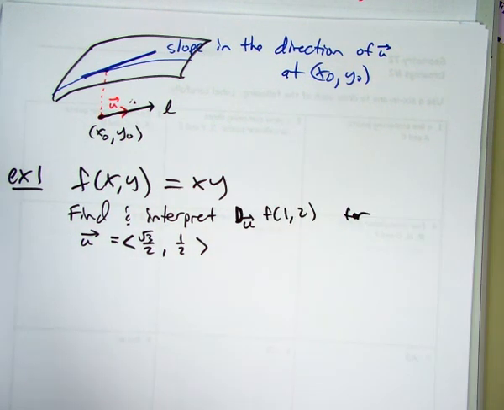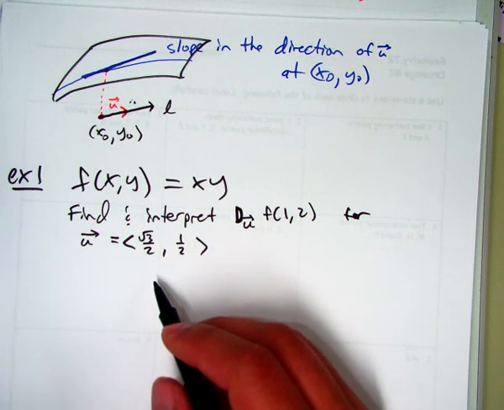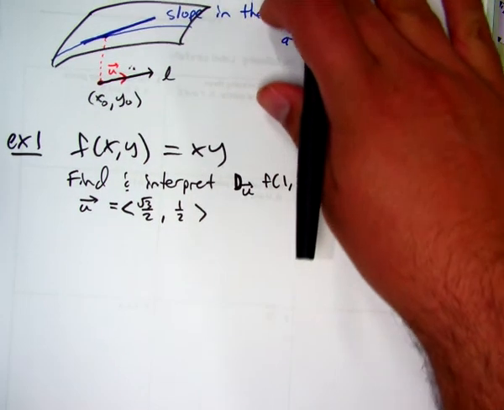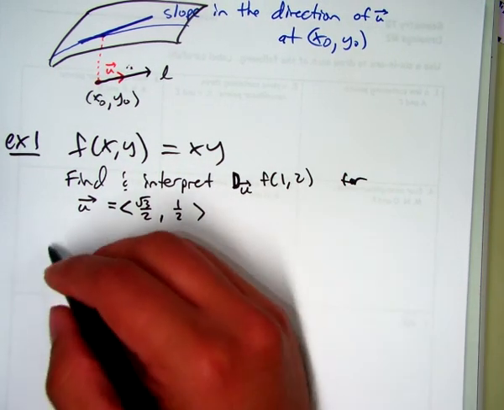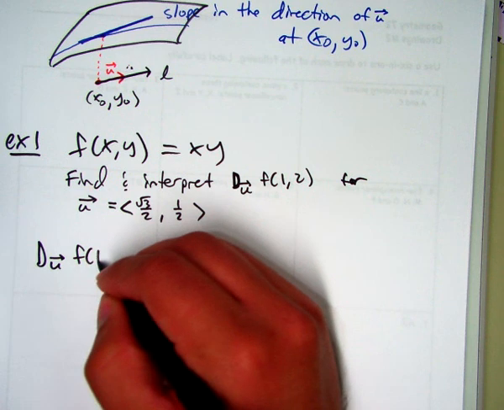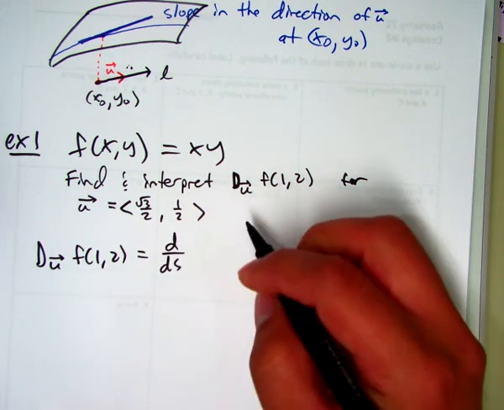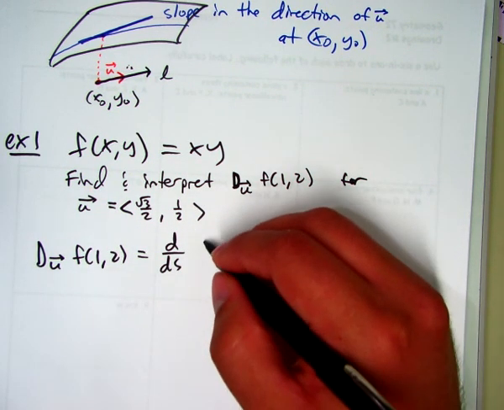Capital D sub u, directional derivative of (1, 2). The direction assigned is (root 3 over 2, 1/2). That's our unit vector. Okay, so now using the definition, here's what the calculation looks like. We say D_u of (1, 2) will be d/ds. I plug in the direction into my function.